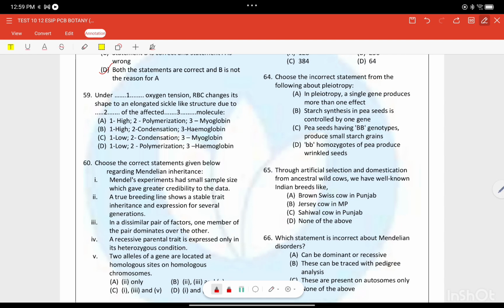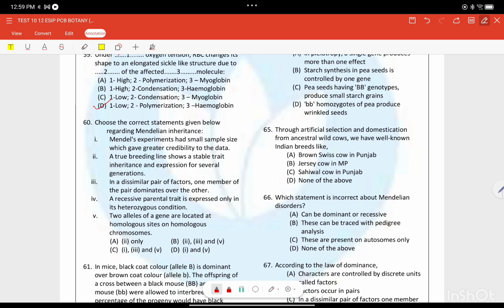Under low oxygen tension, RBC changes its shape to an elongated sickle-like structure due to polymerization of the affected hemoglobin molecule. Answer is D. That is the condition for sickle cell anemia. Choose the correct statement given below.